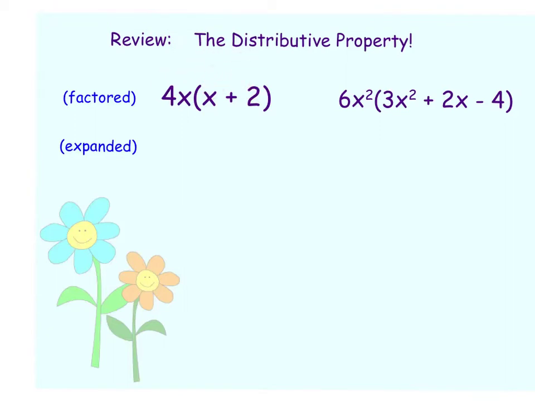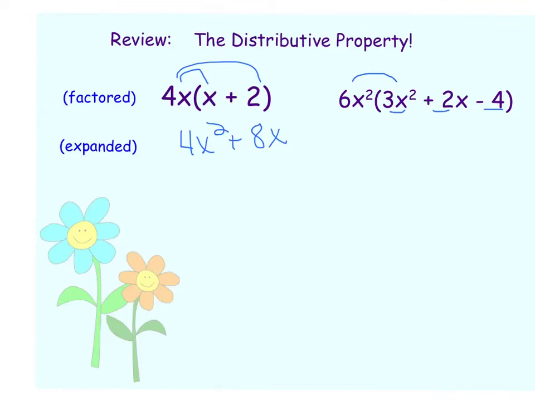So you still have to remember your exponent rules. So 4x times x is 4x squared, and 4x times 2 is 8x. This one is a little trickier because there are three terms. It's a trinomial, and there's more to think about.